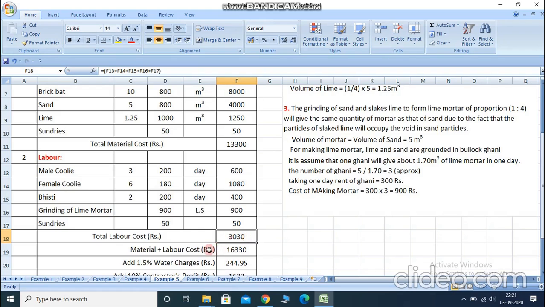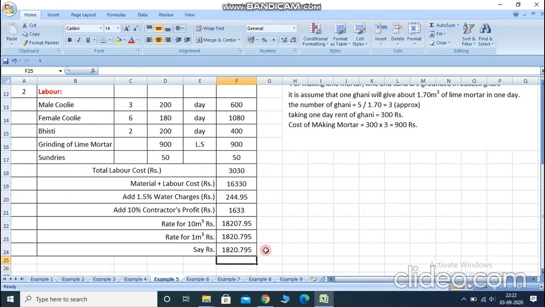Now material cost plus labor cost. The material cost is already calculated as 13,300, and the labor cost is 3030 rupees. So the total material plus labor cost is 16,330 rupees. Now water is required, so we add water charges. The water charges are 244.95 rupees, and we get this answer from the above value.